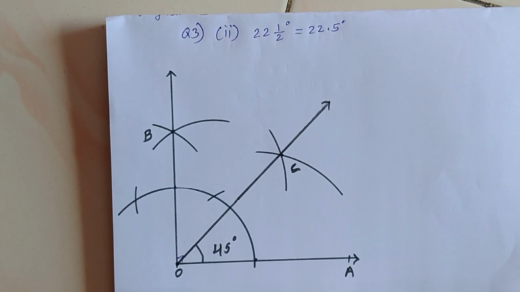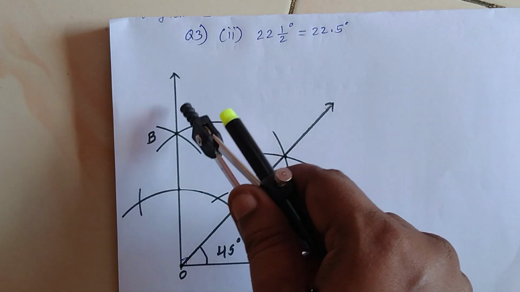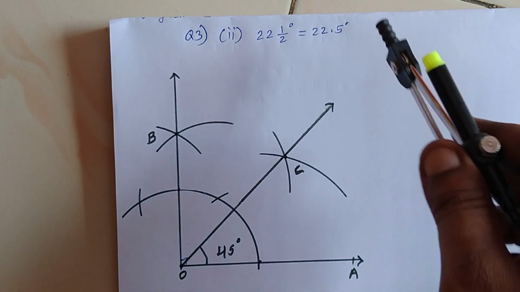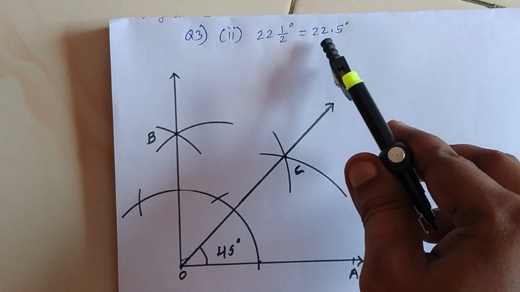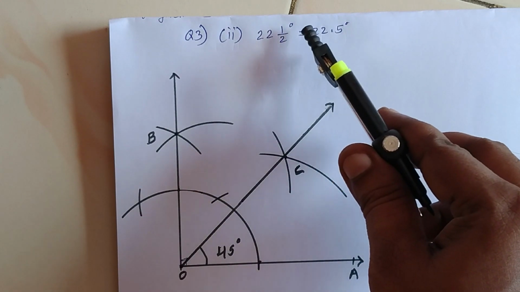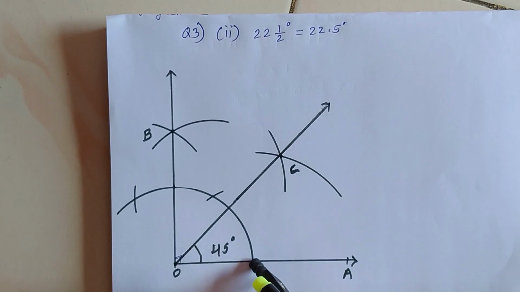Question third, second one, student. Now we have already seen in question second of exercise 11.1 how to draw 45. For that we have to draw 90, then bisect it, we will get 45 like this. Now 22.5 degree is nothing but the bisector of 45. Bisector means half of 45.